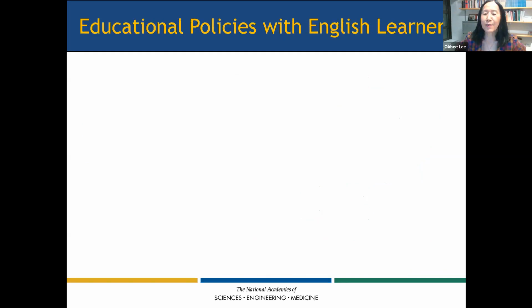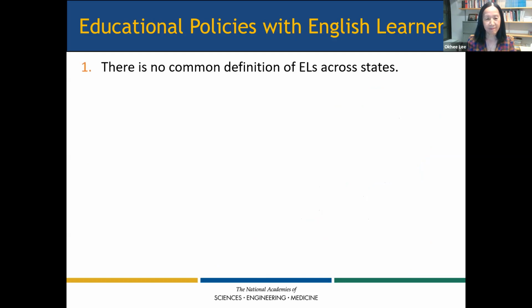Now, educational policies with the English learners and how the educational policies support or not support. And here is another set of policies that you may be a bit surprised. Even the federal law has a definition of English learners that I just showed you. When that definition is implemented in states, there is no common definition of English learners across the states. States define differently. I could be an English learner in New York State, but I might not be an English learner in Oregon.